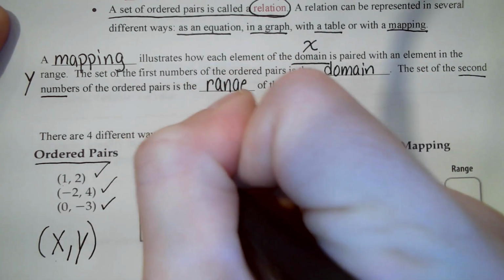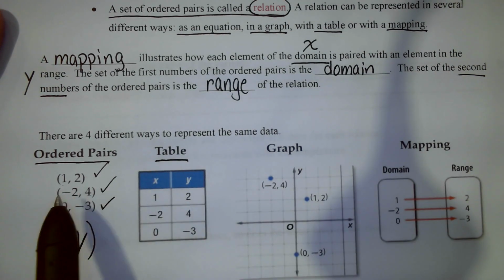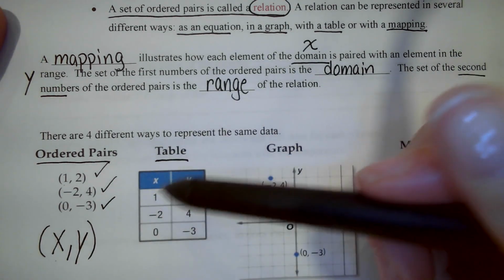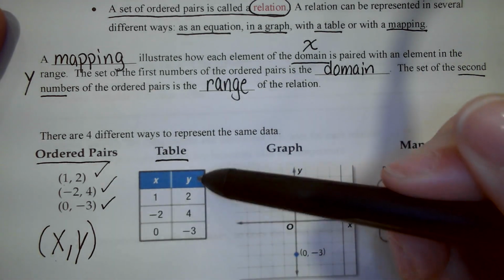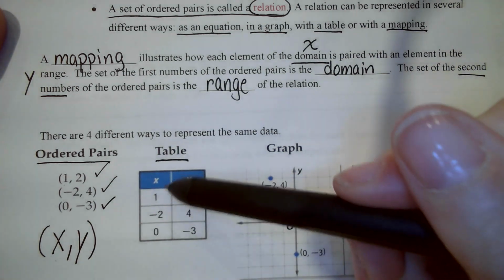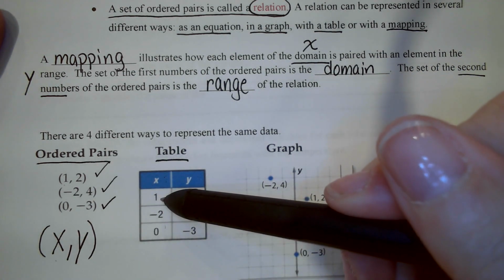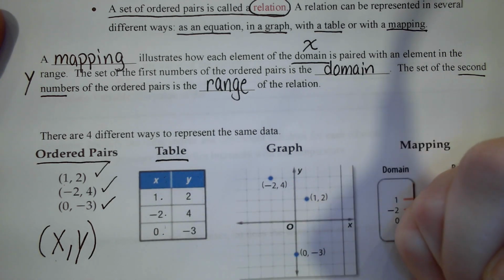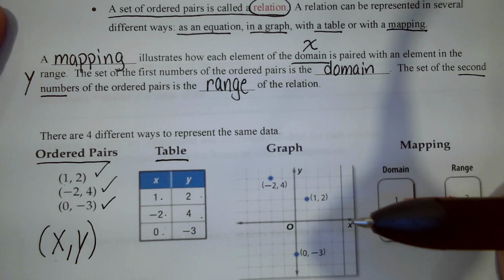The next way we can represent our data is with a table. Now in a table, you're taking the same data, the x's and y's, and you're just splitting them into separate columns. The x's first, and then the y's. So you can easily see, well, here's my domain, 1, -2, 0. And here's my range, 2, 4, -3.